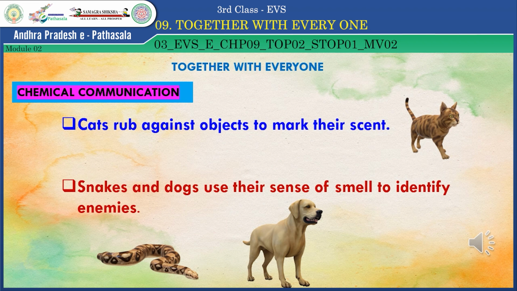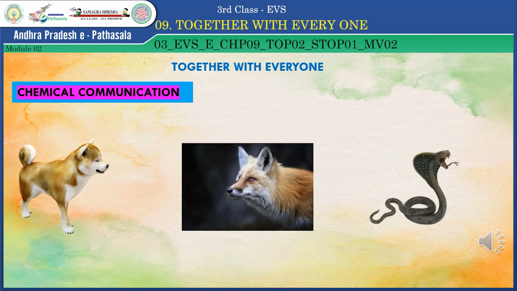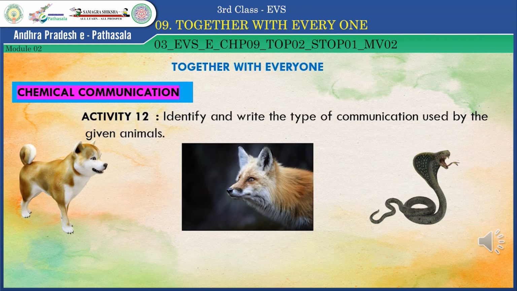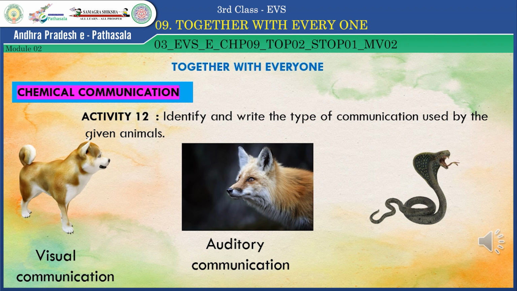Let's do some activities. Dear children, identify and write the type of communication used by the given animals. Have you completed? Children, take a bow. Dog, visual communication. Owl, auditory communication. Snake, chemical communication. I think you are very eager to do the next activity. Let's go.